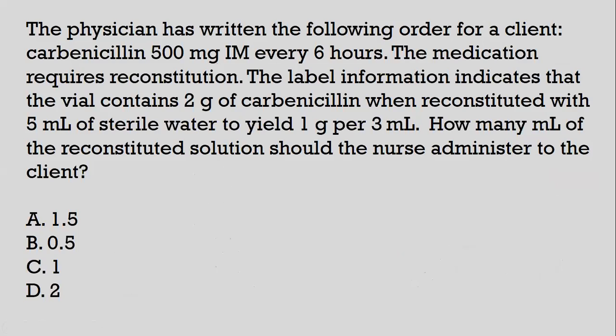Okay, the physician has written the following order for a client. Carbenicillin, 500 milligrams IM every 6 hours. The medication requires reconstitution. The label information indicates the vial contains 2 grams when reconstituted with 5 mLs of water to yield 1 gram per 3 mLs. So how much do we have on hand?